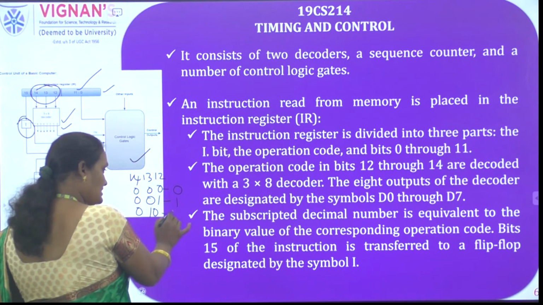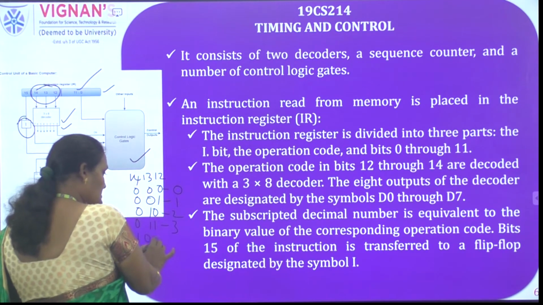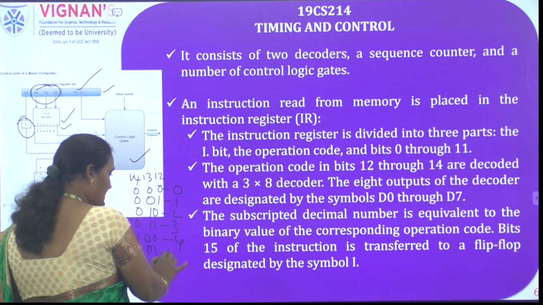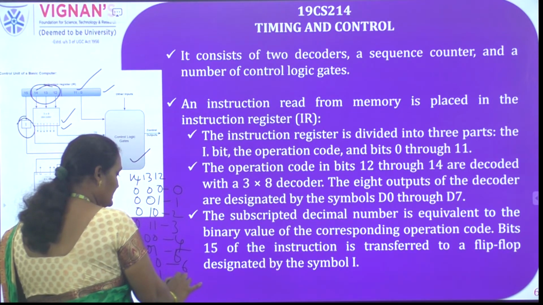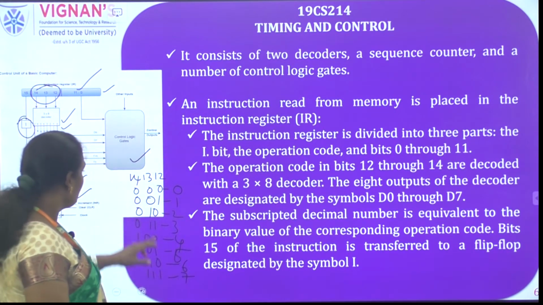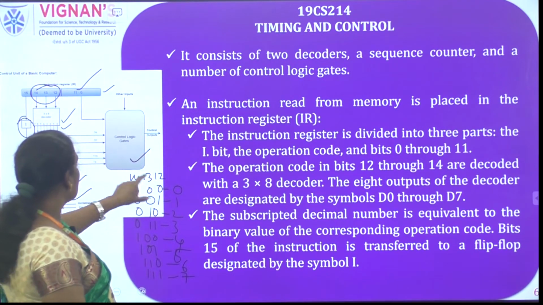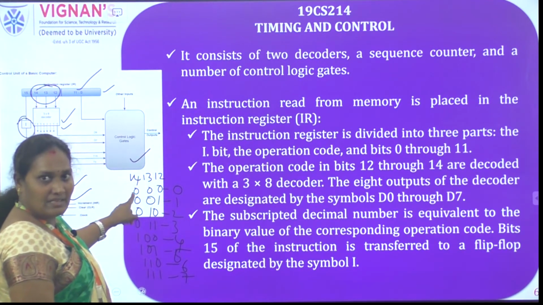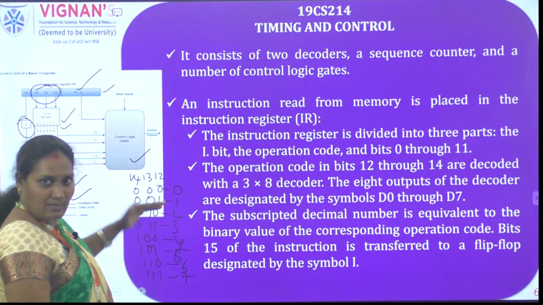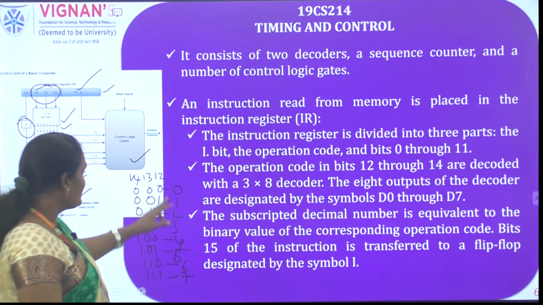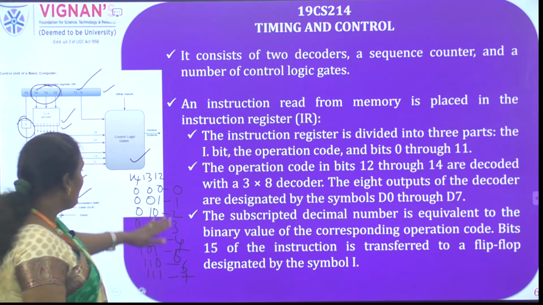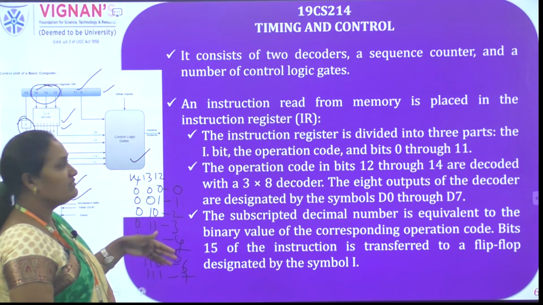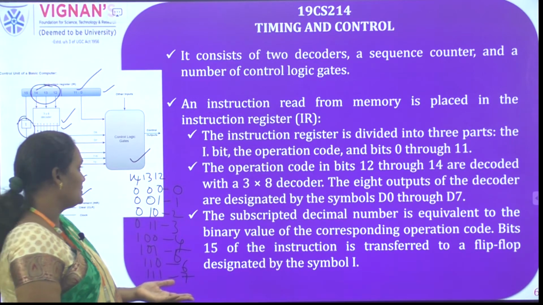If these are 0, 1, 0, they are decoded as 2. 0, 1, 1, they are decoded as 3. 1, 0, 0, decoded as 4. 1, 0, 1, decoded as 5. 1, 1, 0, decoded as 6. 1, 1, 1, decoded as 7. Like that, the bits which are present in 12, 13, 14 are passed to the 3x8 decoder and they are decoded as 8 values, from 0 to 7. Based on these values, we can decide which type of instruction we are going to execute.